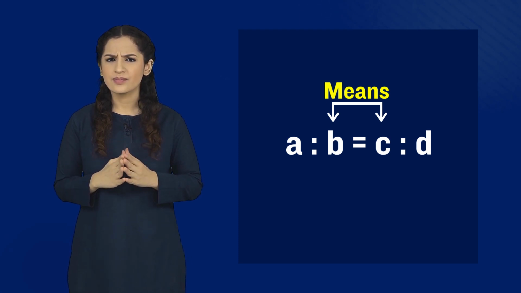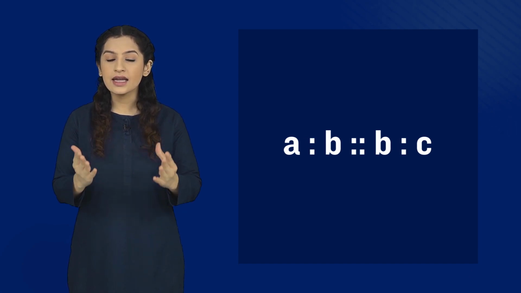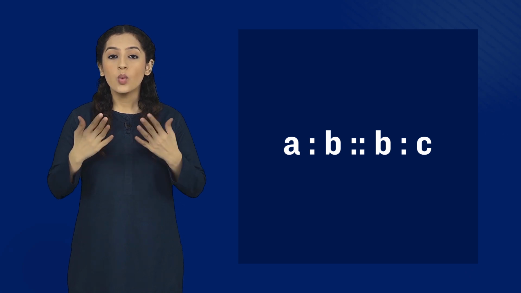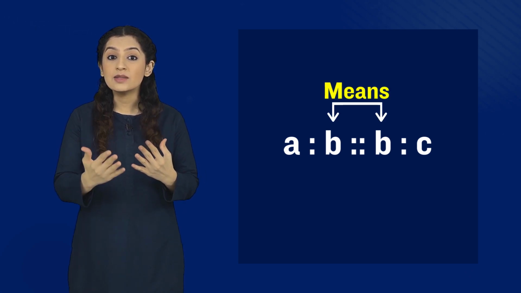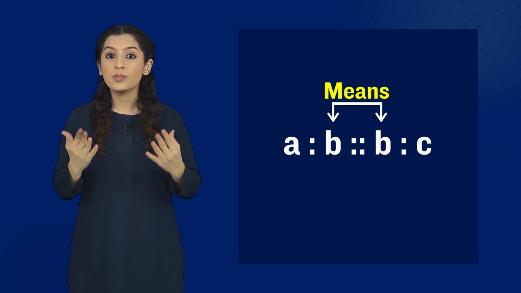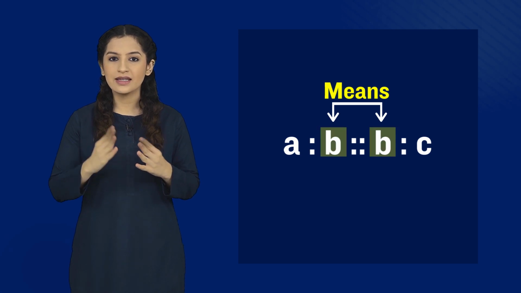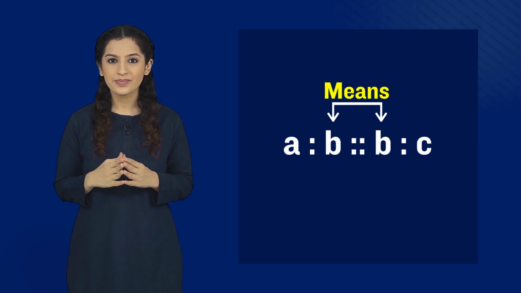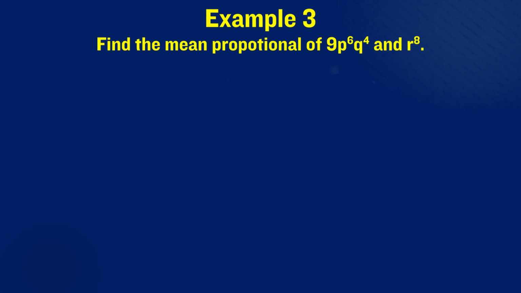It goes like this. Suppose you have three quantities A, B and C and they're written like this in proportion. What we aim to do is to find this B, which is called the mean proportional, that one right in the middle. Let's just look at an example to see how we can find it. Just remember, by it, I'm referring to the mean proportional.